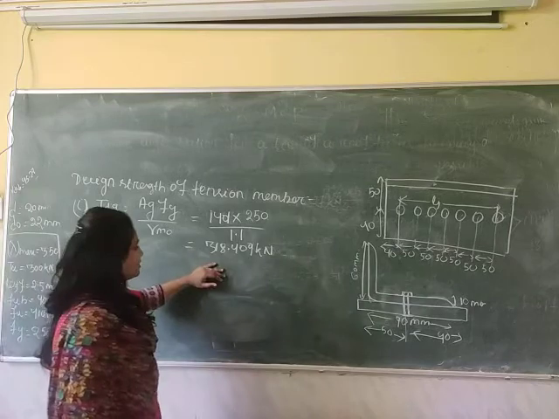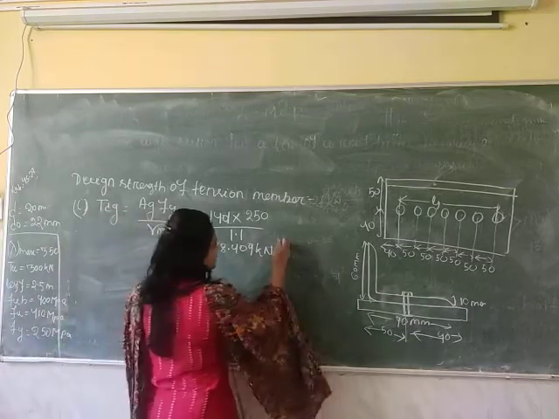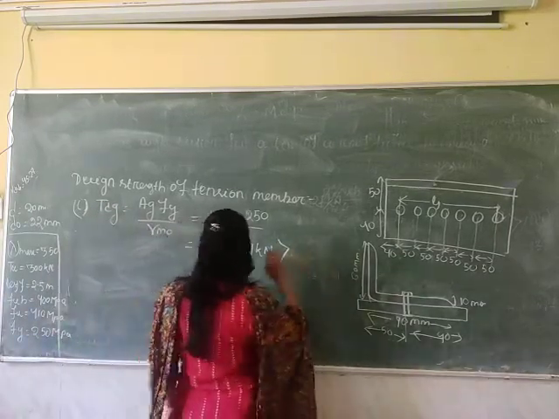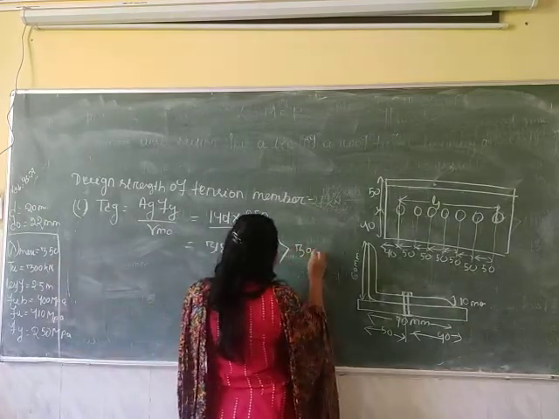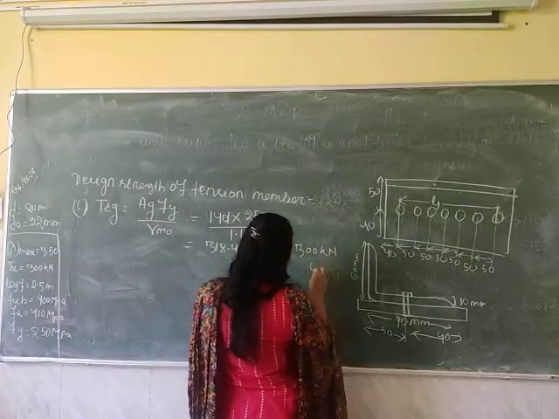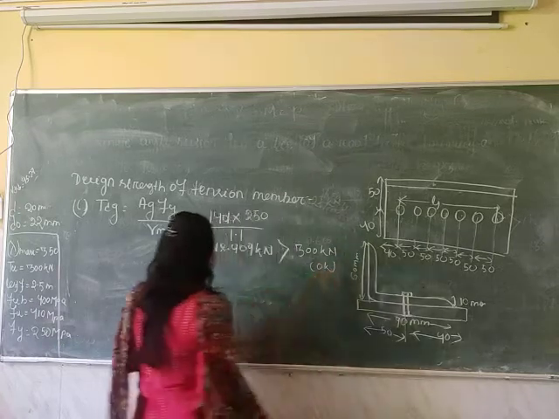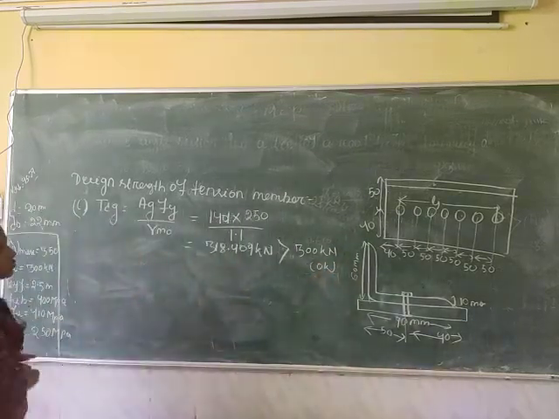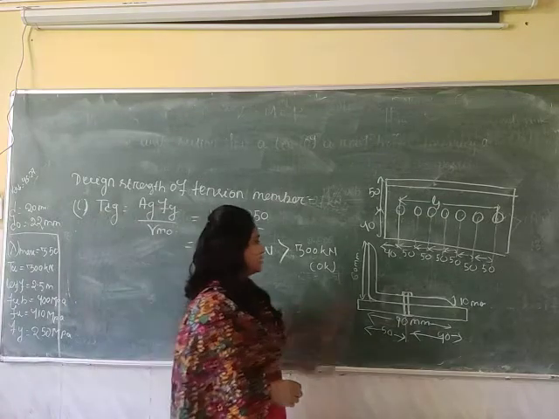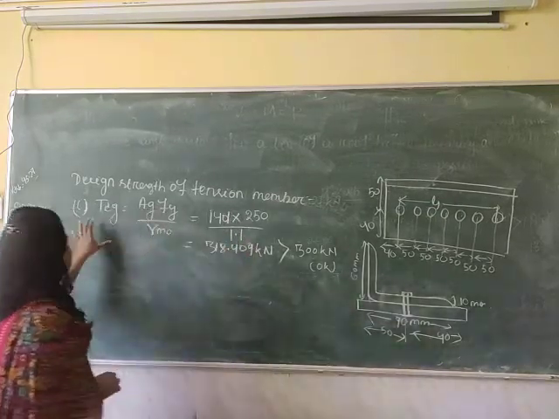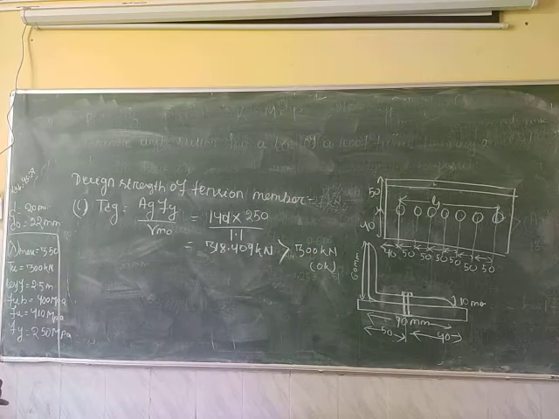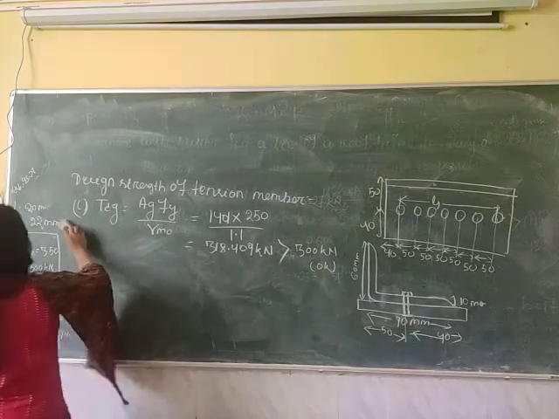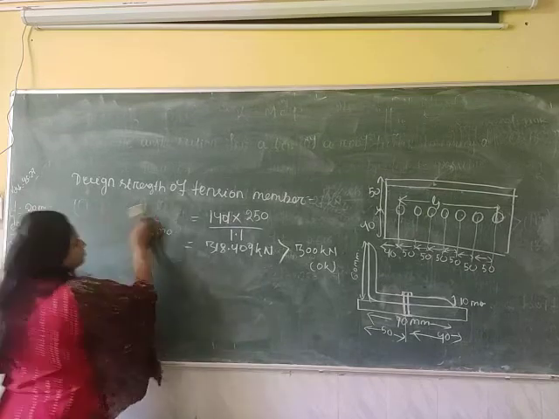Here you can see this value is coming greater than the external applied tensile load, that is 300 kilonewton. That means our chosen angle section is safe against the yield strength of the gross section, or yield failure of the gross section.